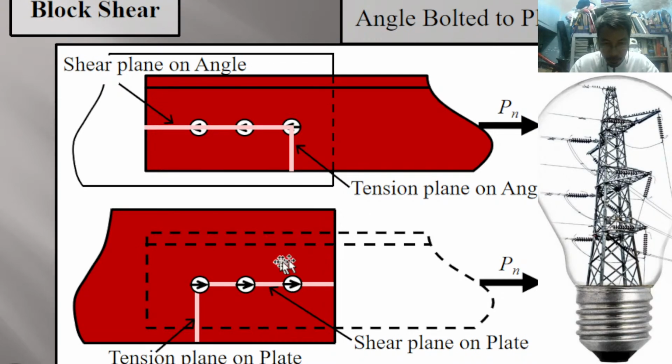And the lower part, the plate, could also fail in a similar manner, like this. So the block shear failure plane includes both the tension plane and the shear plane.